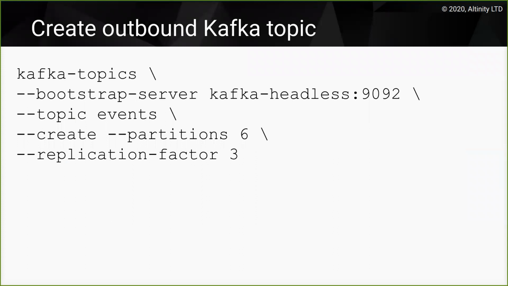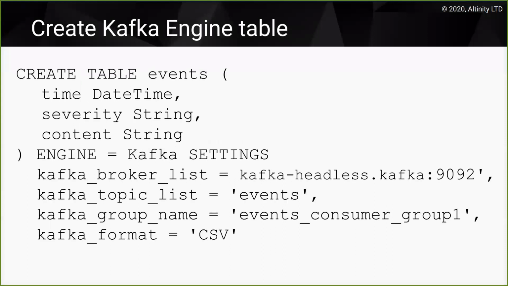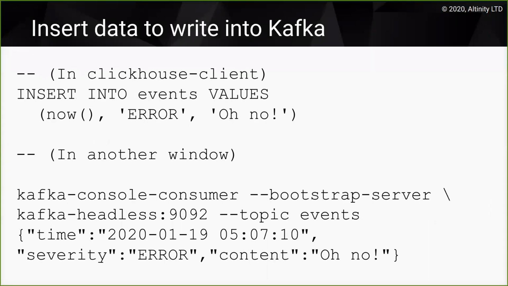So in this case, we're going to create the outbound Kafka topic. That is created much as we did the previous inbound topic. Very simple command. And we're going to create the Kafka table engine. So here we have the table events and a few settings. Kafka format. This example shows CSV. I think I may have used JSON. We'll see what comes out. And at this point, we can now go ahead and insert some data into events.